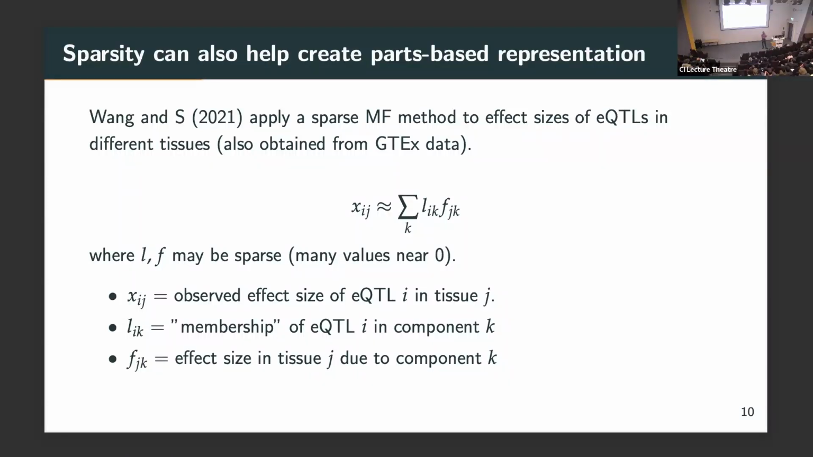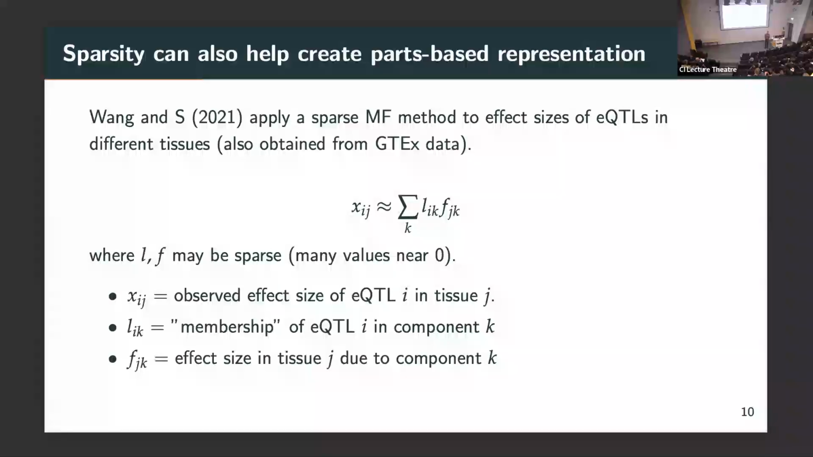Okay, so that was non-negativity. I want to go on now to talk about sparsity. Sparsity is another thing that can help make these decompositions interpretable. My example here is also the GTEx data, but the data matrix now is a different one. It's a data matrix of eQTL effect sizes in different tissues. So each row is a gene-SNP pair, and the columns are the tissues, and the ijth entry is the estimated effect size of that SNP on that gene's expression in that tissue, right? So they're eQTLs.